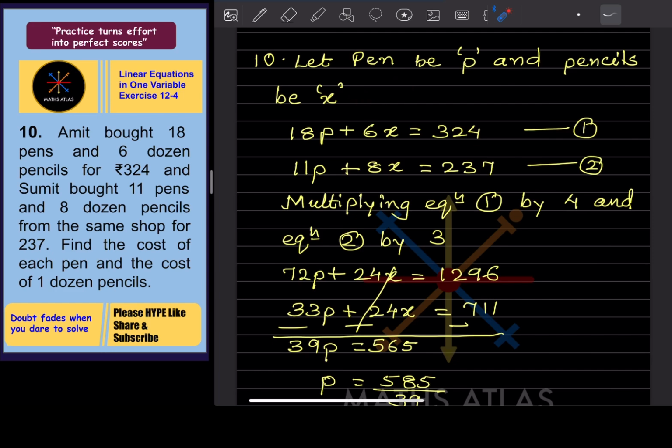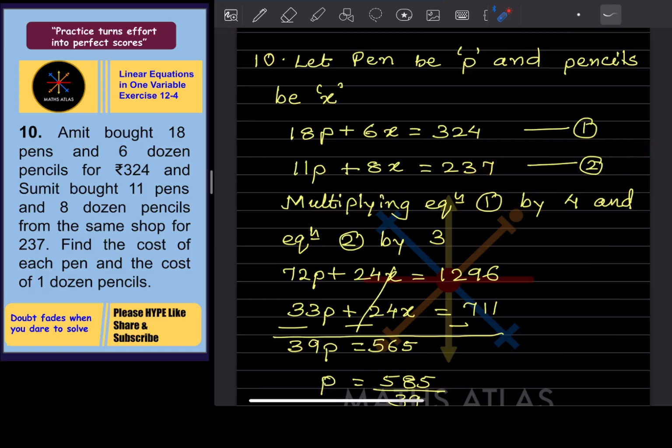So 18 pens means that is going to be 18P, and we are going to add 6 dozen pencils. We have considered pencils as X, so 6X, and the total is 324. So this is equation number 1. And for Sumit, that is 11 pens, so 11P, and this is addition, 8 dozen pencils, so 8X, and that is for 237. So this is equation number 2.